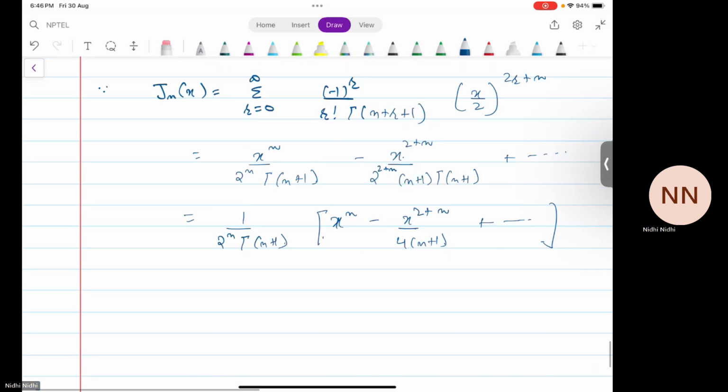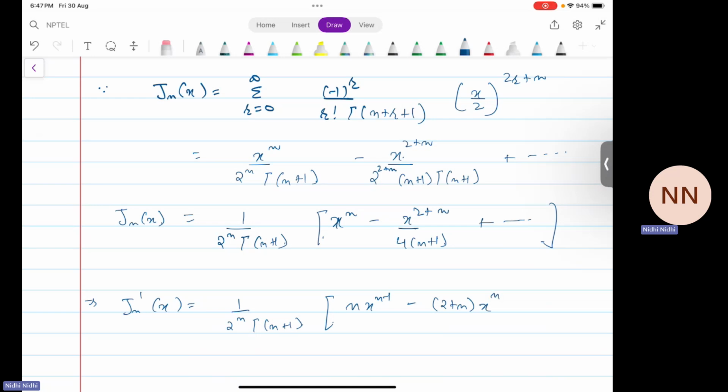Similarly, this is J_n(x), that would give us J_n'(x) is equal to 1 over 2^n Gamma(n+1) as it is. So we'll have n x^(n-1) minus (2+n) x^(n+1) over 4(n+1), and so on.